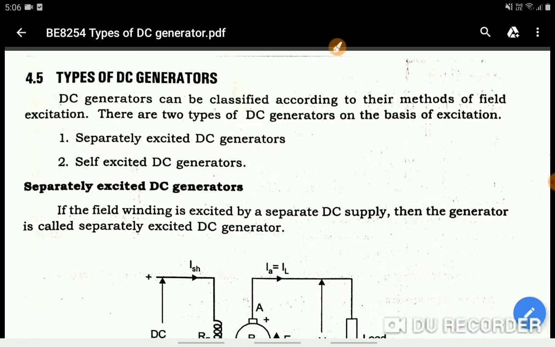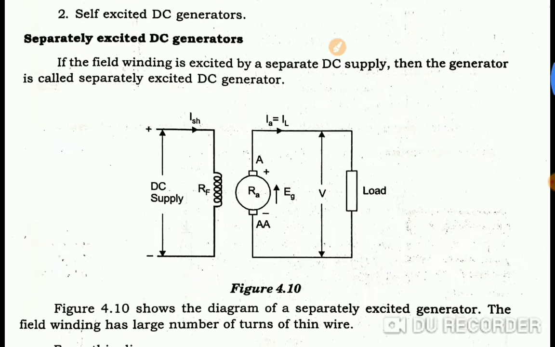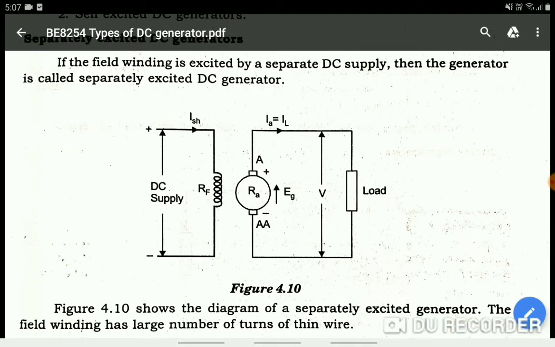So for each and every category, what we are seeing under the title is its diagram and the related equation. No theoretical explanation is required. The circuit and relevant equations are required from an examination point of view. Coming back to the separately excited DC generator.